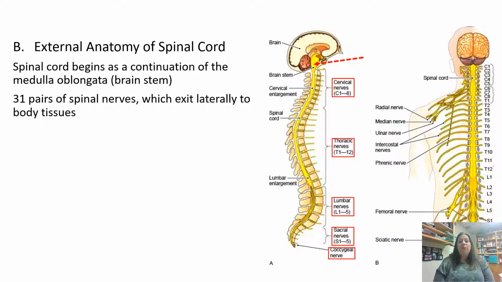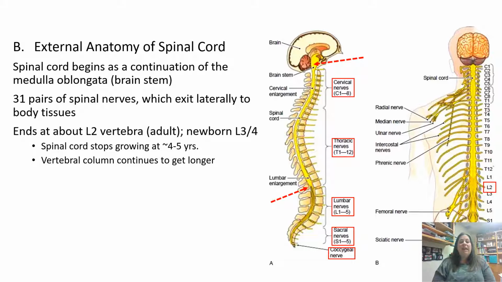When we look at these, they are going to be broken down into their location where you have cervical, thoracic, lumbar, sacral, and coccygeal. When we talk about the spinal cord, it's going to end or taper down at about L2 in adults. In newborns, it's about L3 to L4. The spinal cord stops growing at approximately 4 to 5 years of age, and the vertebral column does continue to get longer as you get taller.